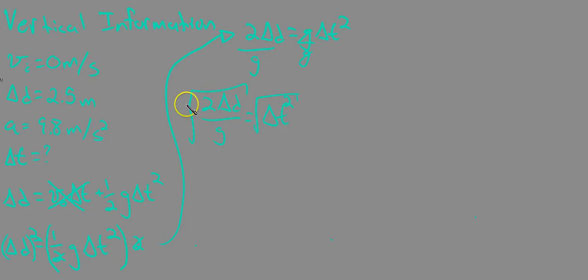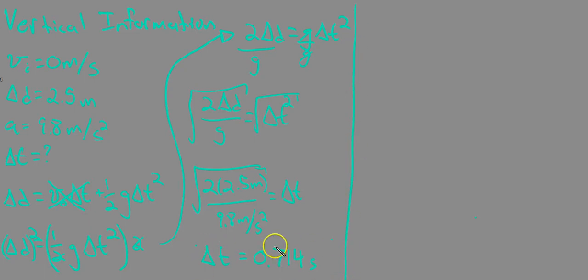Okay. So here, I'll put in all my numbers. 2 times 2.5 meters divided by 9.8 meters per second squared. And my units all work. I have meters here, meters per second squared there. And when I work that out, I get my change in time here. Now you have to watch how you put this in your calculator. Maybe do it a piece at a time. But I work it out. My change in time is 0.714 seconds. So that's the time it took to drop from the 2.5 meters all the way to the ground. So this is my vertical portion.